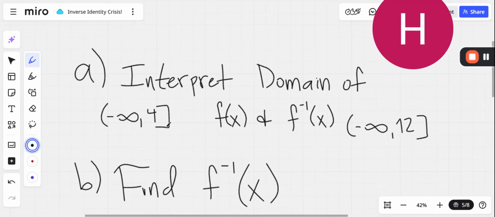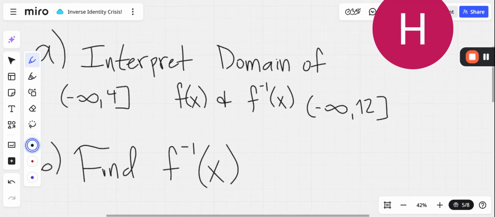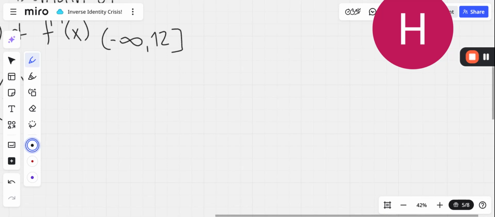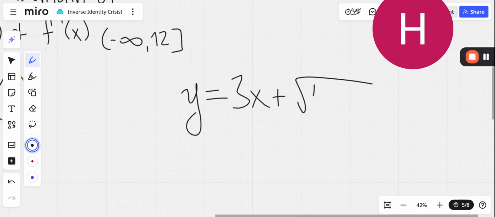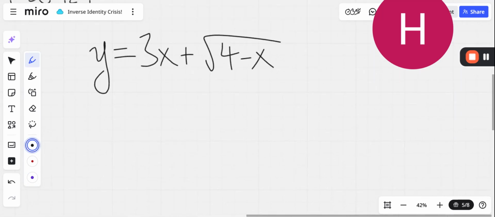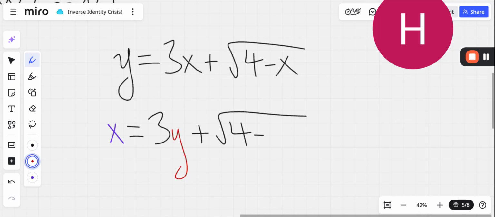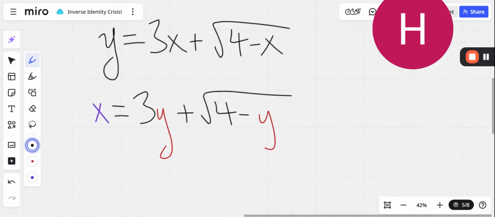Okay, so we've interpreted the domain. But that's not even the hard part, guys. Now it's time to do the truly difficult portion, which is to find the inverse function. It's pretty common for us to, let's write this out, y equals 3x plus square root of 4 minus x. It's pretty common to simply exchange the x and y, swap them, switch them. So we're going to have something that says like x equals 3y plus the square root of 4 minus y. And that looks tough to solve.